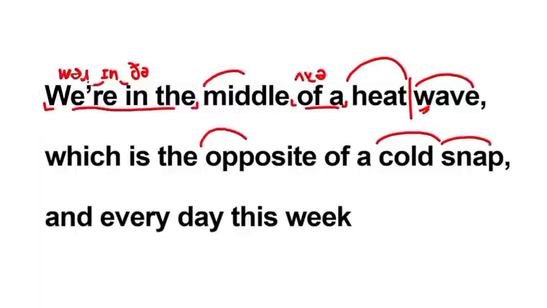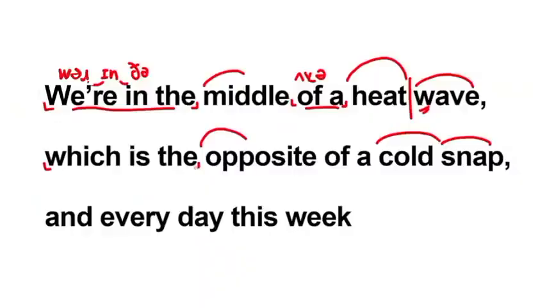Which is the opposite of a cold snap. So in this sentence fragment, "opp," "cold," and "snap" are our most stressed words. And the other words, like "a," are less clear, flatter in pitch, unstressed. Let's listen to "which is the." Which is the. Which is the. Which is the.